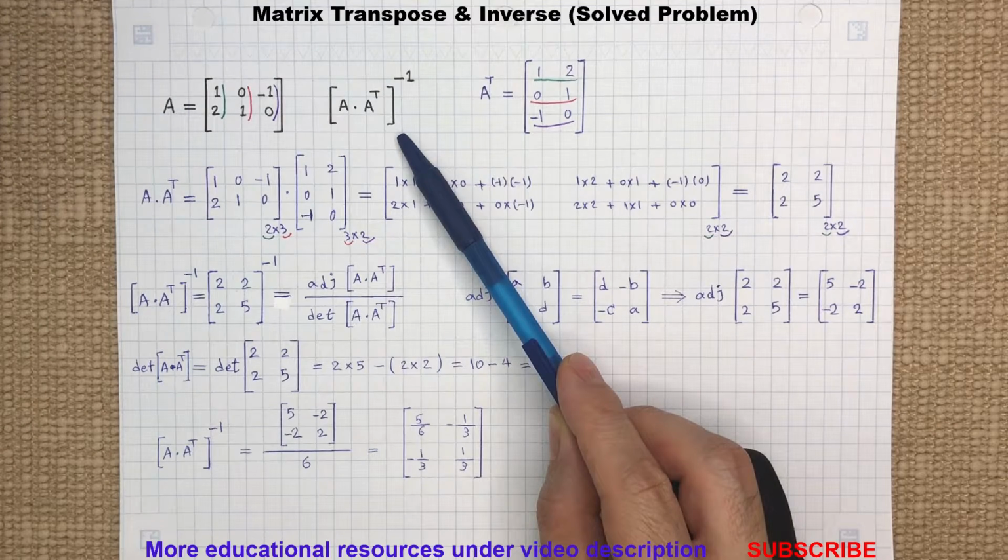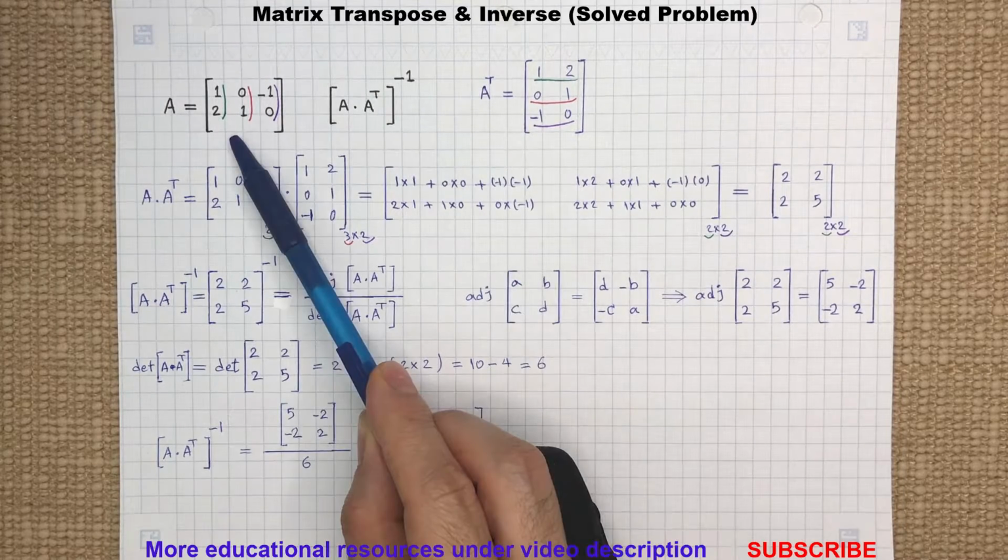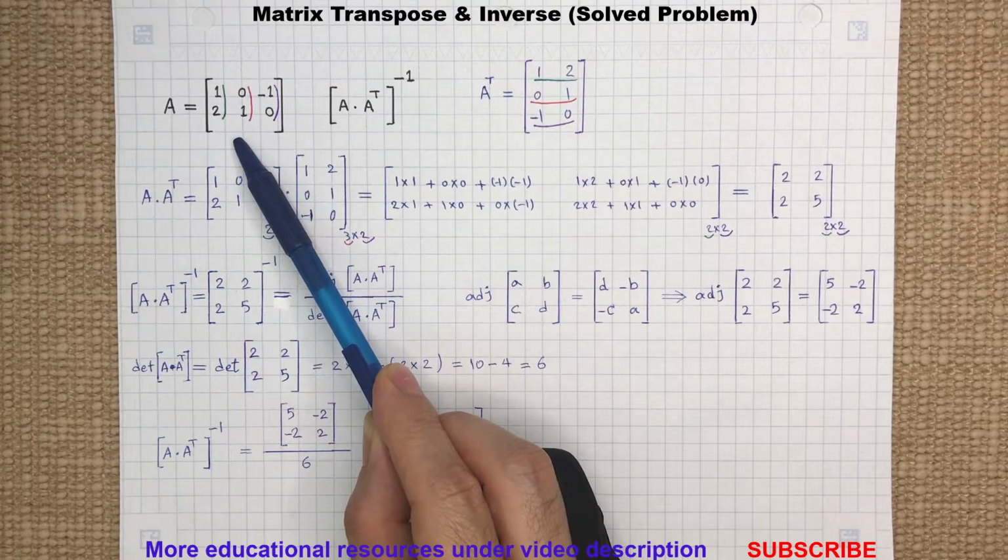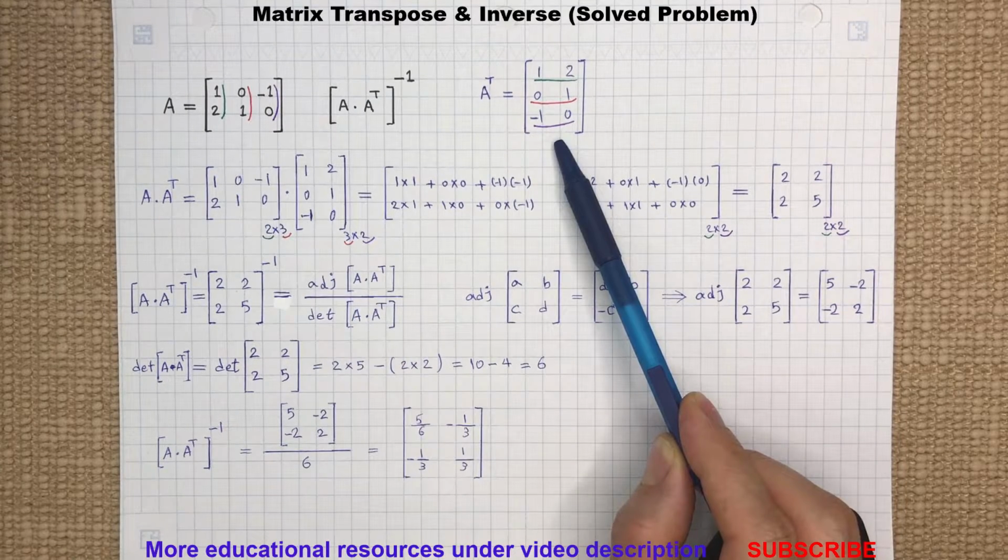In this example, we are going to determine the inverse of matrix A multiplied by its transposed matrix. Here, the matrix A is a 2 by 3 matrix because it has 2 rows and 3 columns. First, we are going to find the transpose of the matrix A.